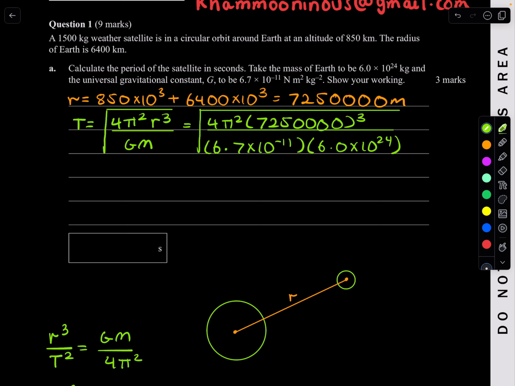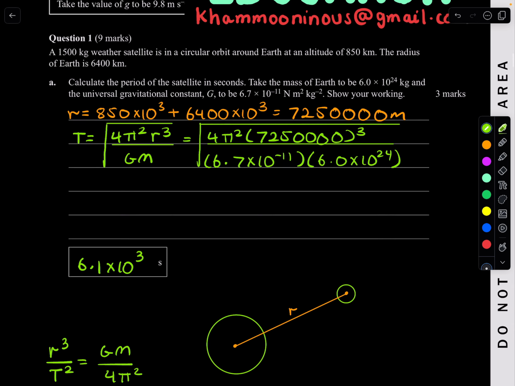Let's have a look at that. Have I written everything nicely? So yep, to the power of 3, beautiful. So enter that, and that gives me pretty much 6.1 times 10 to the power of 3. So 6.1 times 10 to the power of 3 seconds is your period.